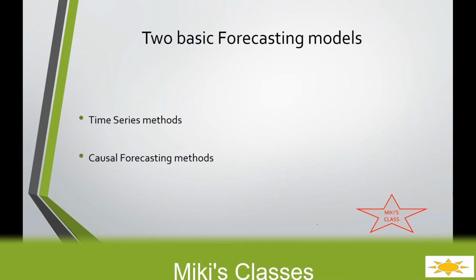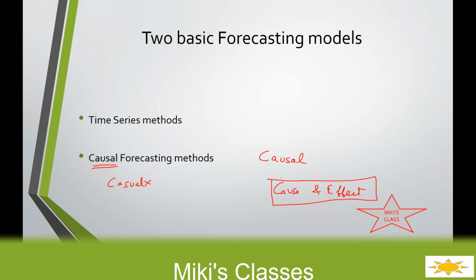Forecasting techniques. There are two basic forecasting models. One is called the time series method. One is called causal. This is not casual, this is causal. What is causal? Causal is basically cause and effect. When we discuss it, you'll get to know a little more about it.